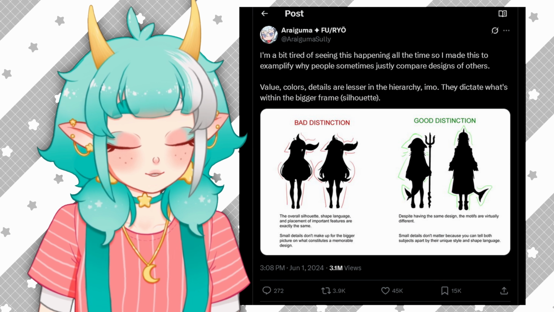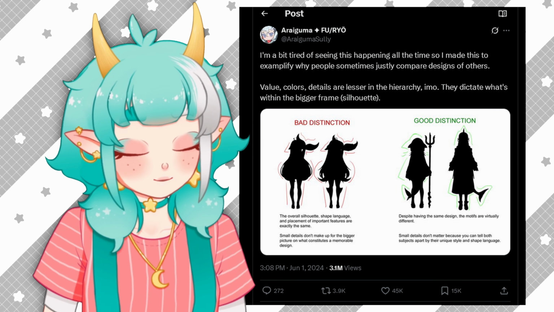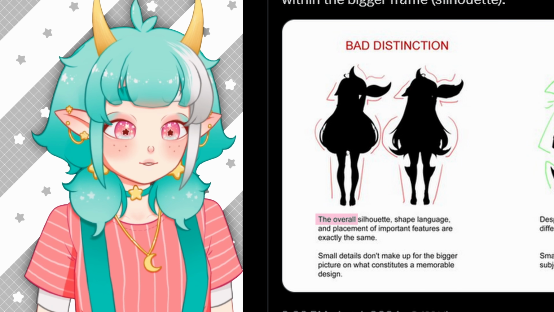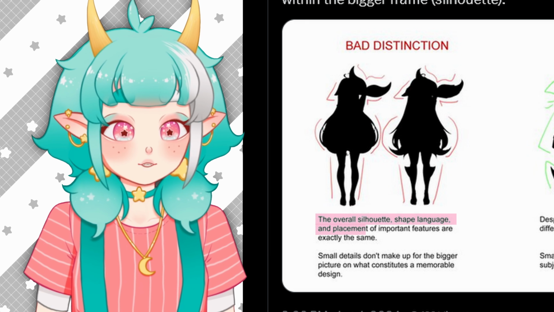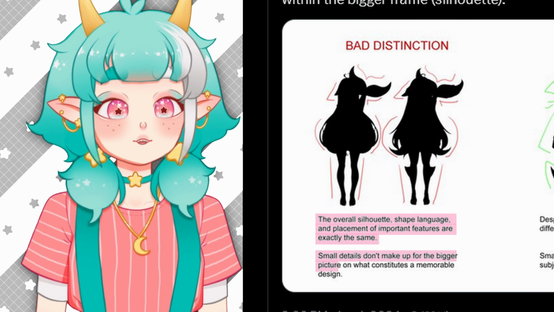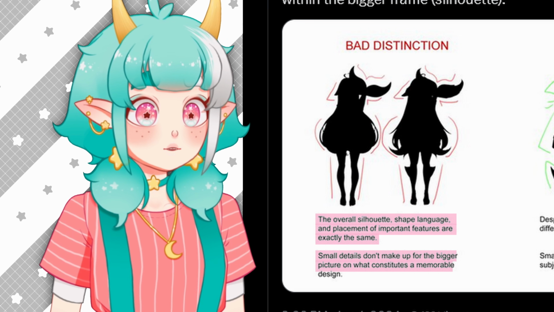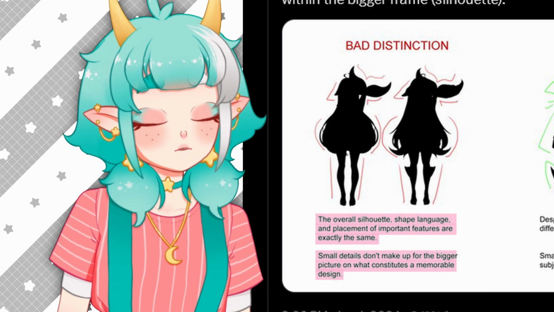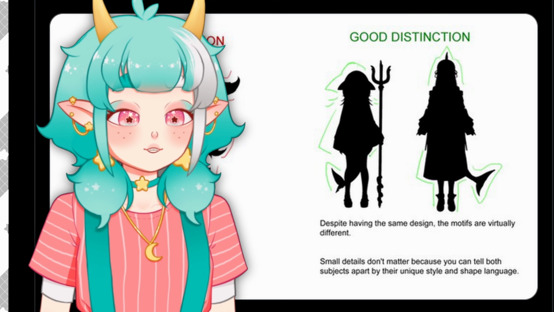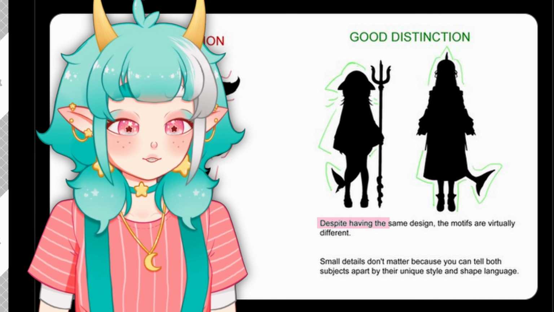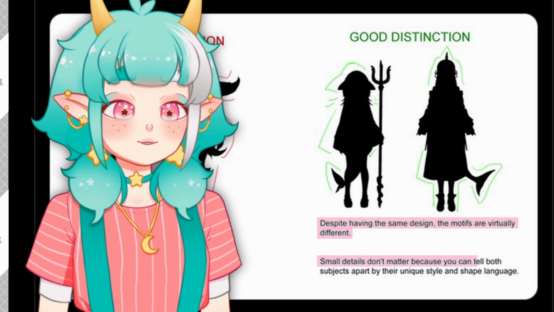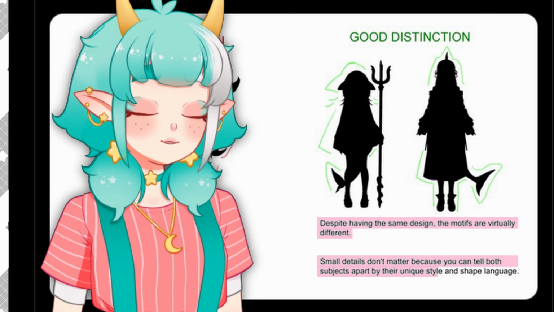And then if we look at the actual photo that they created, the design that they created, you can see where the bad distinction example, they say the overall silhouette, shape language, and placement of important features are exactly the same. Small details don't make up for the bigger picture on what constitutes a memorable design. Very, very, very well worded. This is why I wanted to include this in the video. Now with the good distinction, they say, despite having the same design, the motifs are virtually different. Small details don't matter because you can tell both subjects apart by their unique style and shape language.